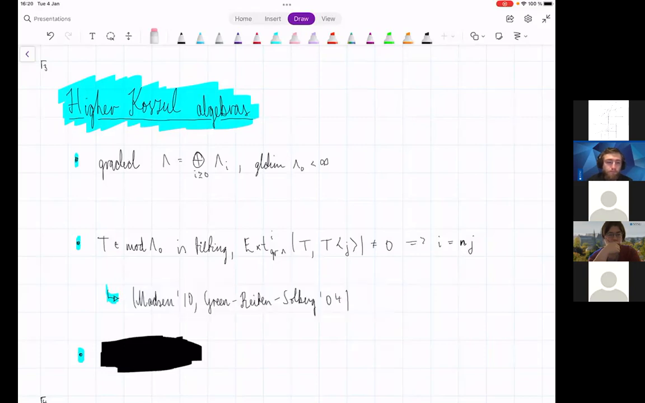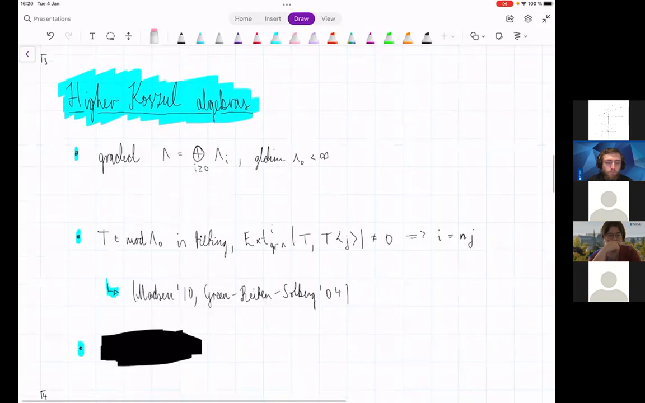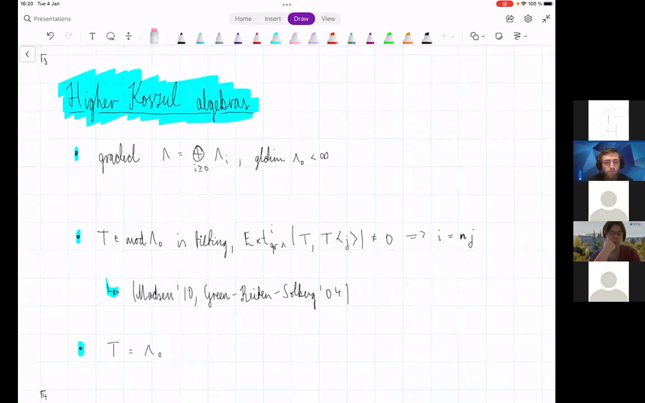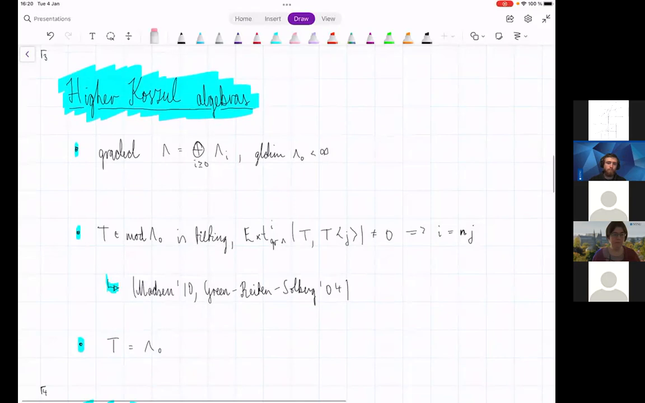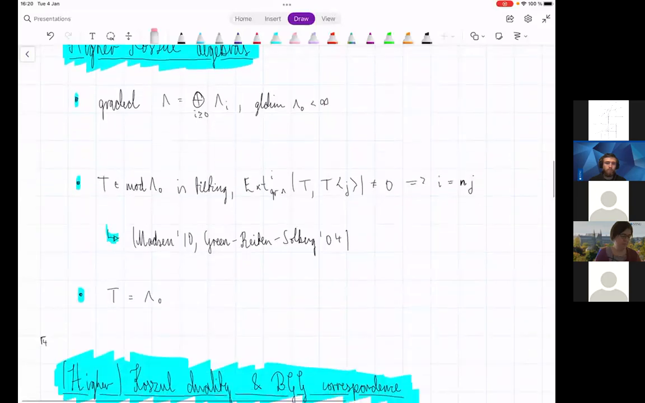This is a generalization of some work by Madsen from 2010, and that in and of itself is partially a generalization of work by Green, Reiten, and Solberg. For the rest of this very brief talk, we're only going to be looking at the case where T is equal to lambda 0, though. Moreover, most of the results I'll present are simplified to avoid giving technical assumptions, and just for reasons of time.